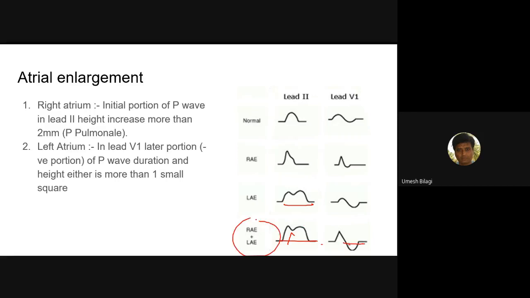That is bilateral enlargement. Where do you get bilateral enlargement? Mitral stenosis, can you get bilateral enlargement? Yes, sir. We can get bilateral enlargement, even if you get ASD and all that. You should remember that right atrium is more prominent. Bilateral enlargement you get in mitral stenosis and all that.